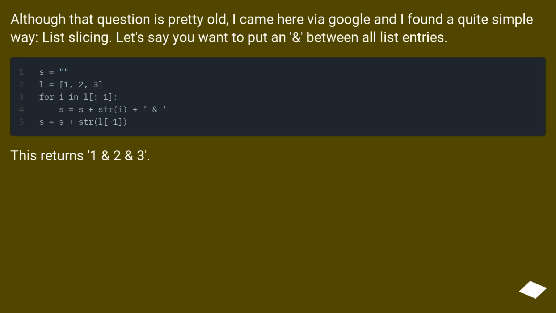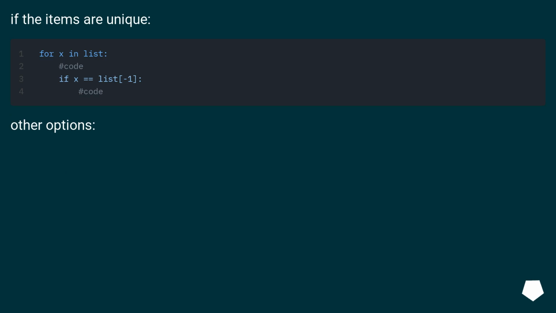Although the question is pretty old, I came here via Google and I found a quite simple way: list slicing. Let's say you want to put an "and" between all list entries. This returns 1 and 2 and 3. If the items are unique. Other options.